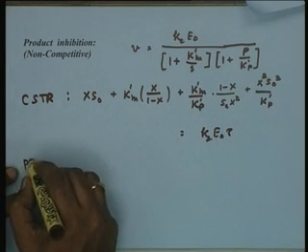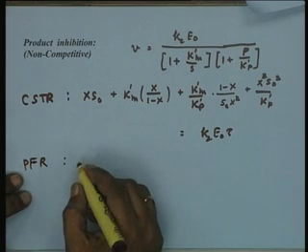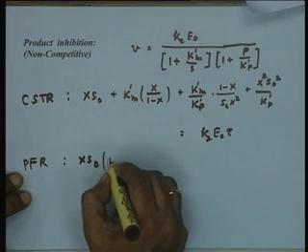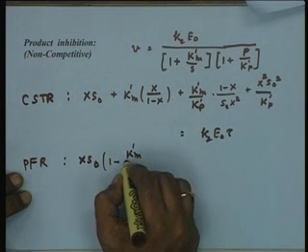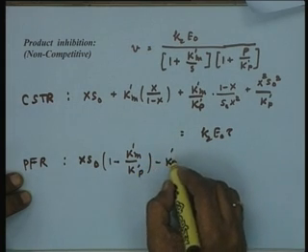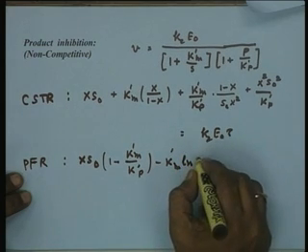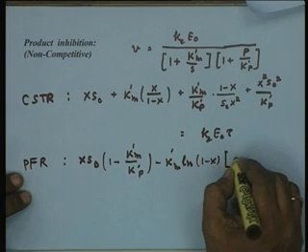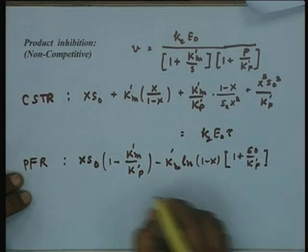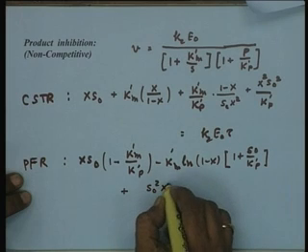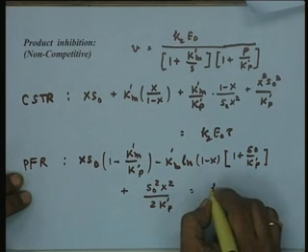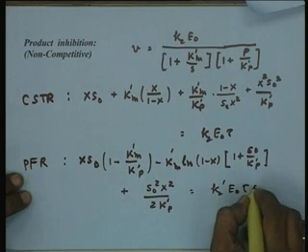In the case of PFR, the expression is arrived at as x S 0 into 1 minus K dash m upon K dash P, minus K dash m ln 1 minus x, into 1 plus S 0 upon K dash P, plus S 0 square x square upon 2 K dash P, equal to K2 dash E 0 tau into epsilon.